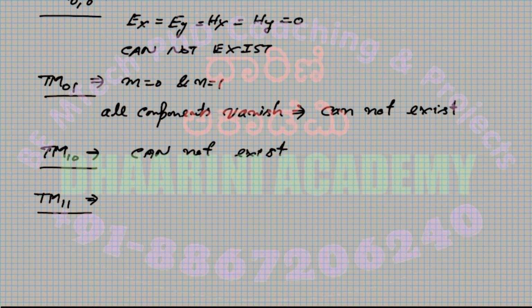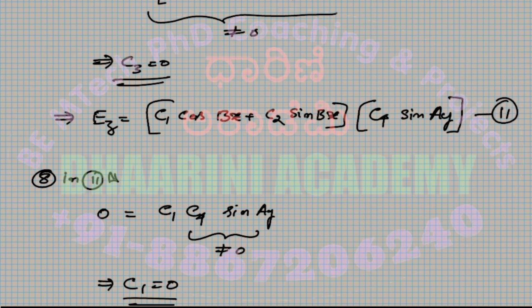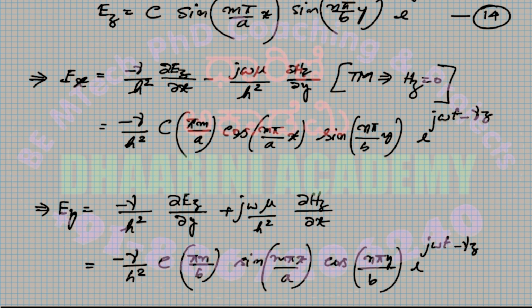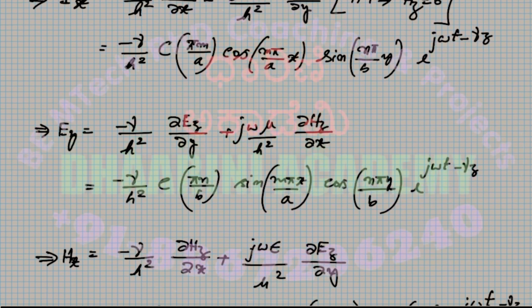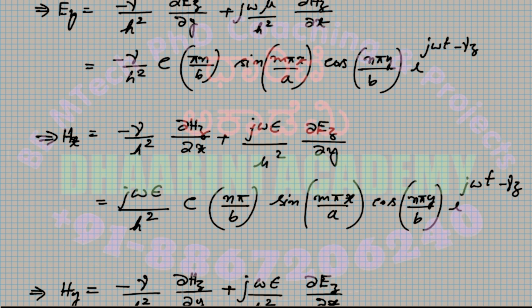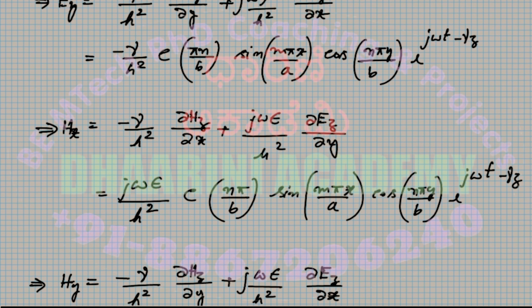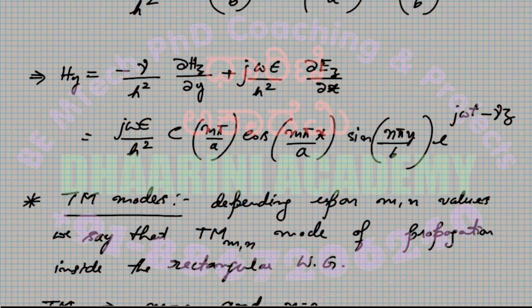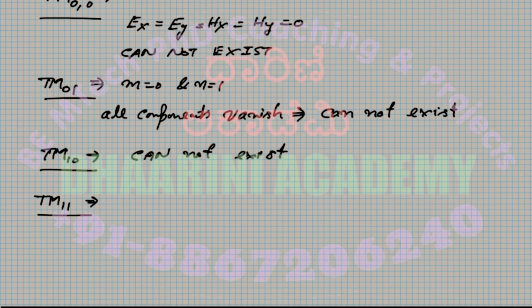When I write TM11, I can say that m is 1, n is also 1. So if you check the equations for Ex, a constant, pi into 1 by a, cos of 1 into pi by a into x, sine of 1 into pi by b into y, yes, Ex exists. Check for Ey also, it will exist. We'll check the Hx, none of the terms are 0. You will get Hx as well as Hy. So all the field components do exist here. We can write the m and n values as 1.